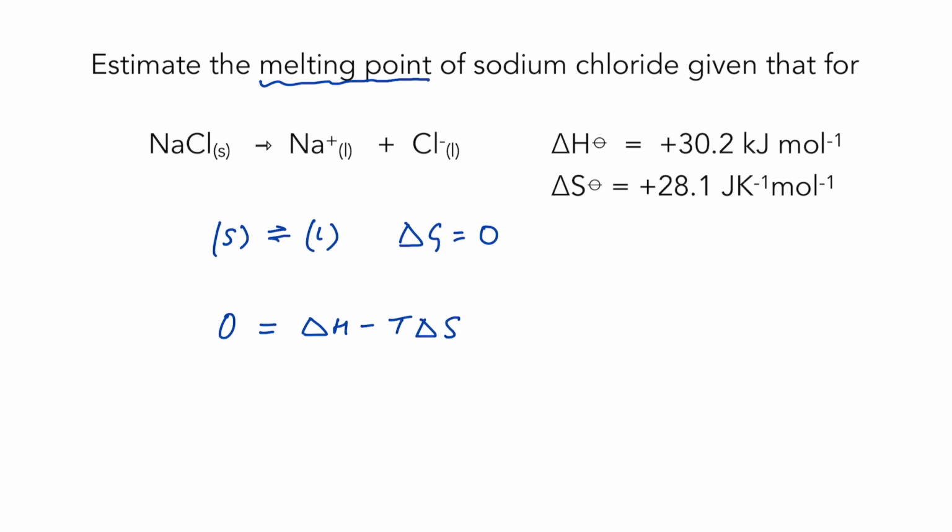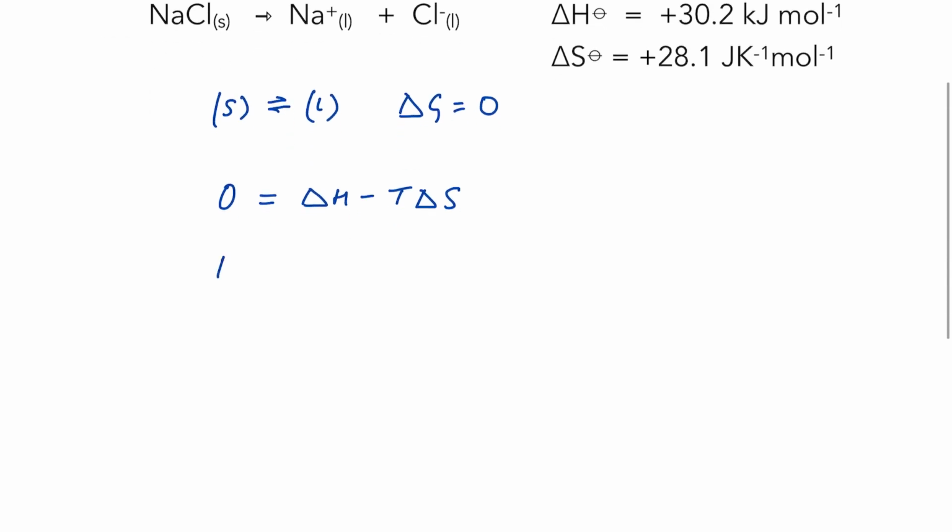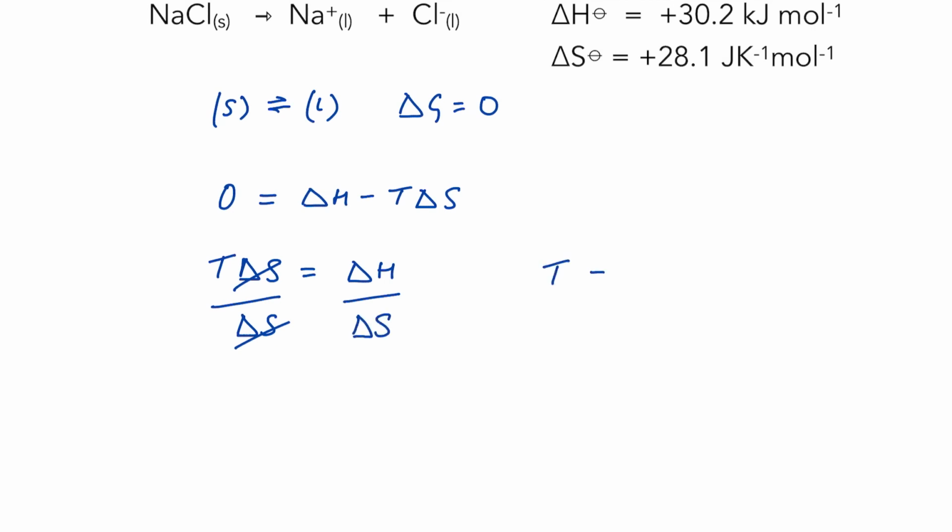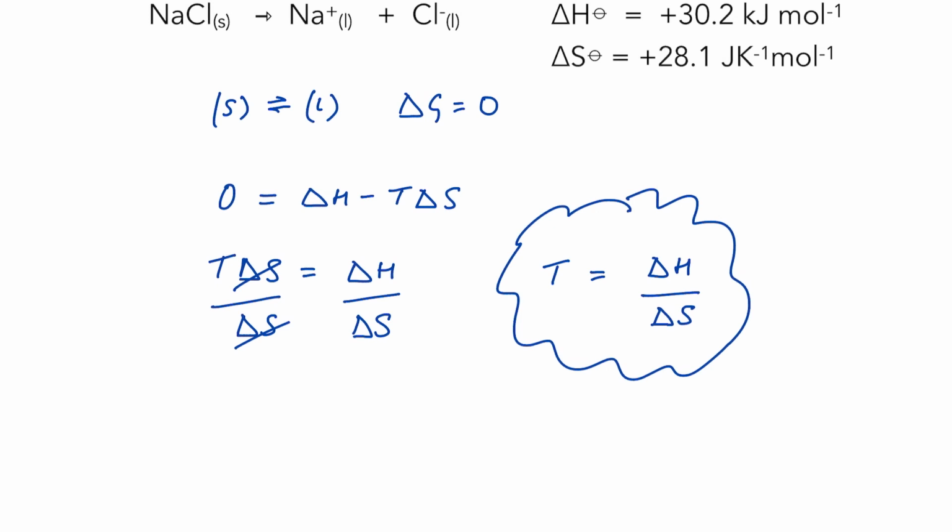I can rearrange this equation so that T delta S is equal to delta H. And then if I divide through by delta S, we have this equation here. Temperature equals delta H divided by delta S. Once again, quite often the textbooks just say, go learn this equation. And a lot of students have no idea where it comes from or even how this is related to Gibbs energy. It's really important you understand the underlying chemistry.